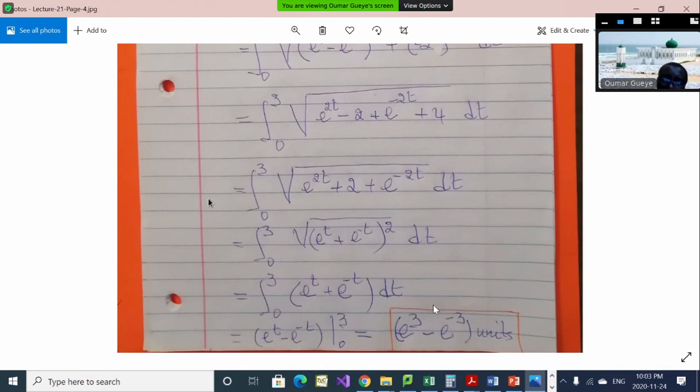So at 3, we get this bracket. But at 0 it is going to be 0. Why? Because when t equals 0, you guys will get here e to the power 0 minus e to the power -0, and it's going to be just 1 minus 1 in that case. That's why we got 0. And we're done.